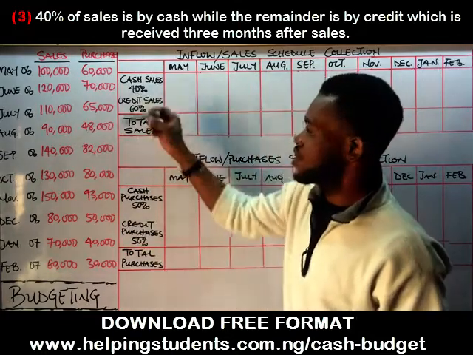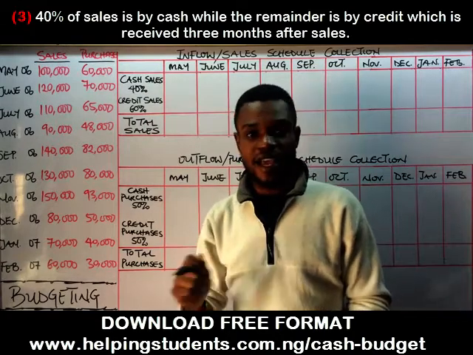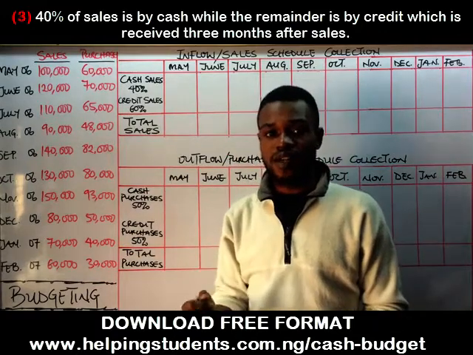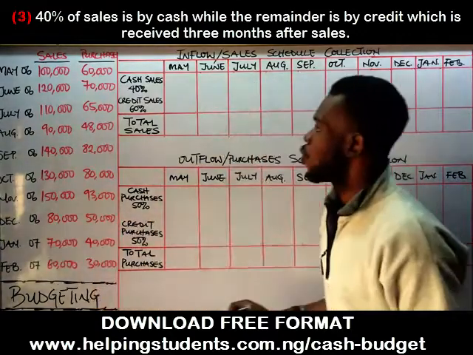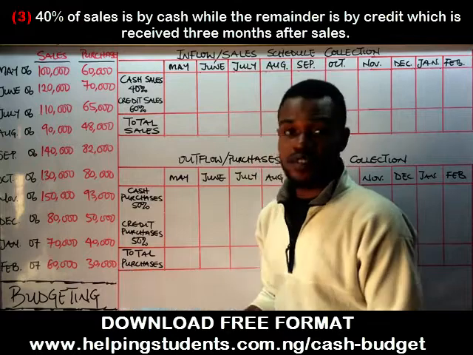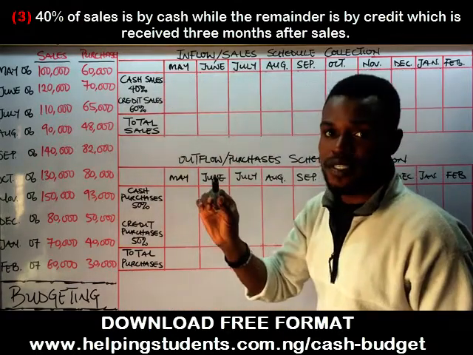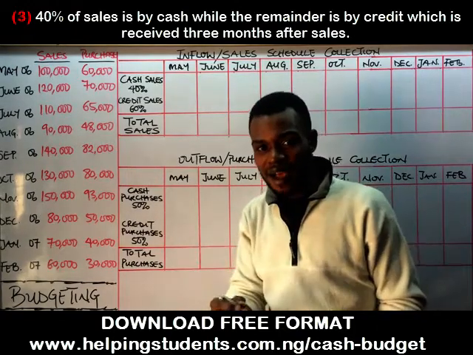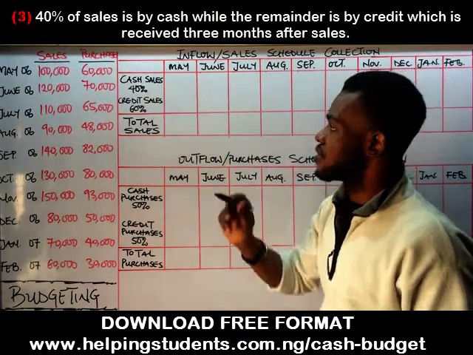So when we see cash, it means a transaction that was carried out with the payment being made instantly. And when we see credit, it means a transaction that was carried out but the payment was made at a later time. So what we do is this. It says 40% of sales is by cash. That is the reason why we have cash sales 40%. So if 40% is by cash, it simply means that the remainder is 60%. So the credit sales is 60%.